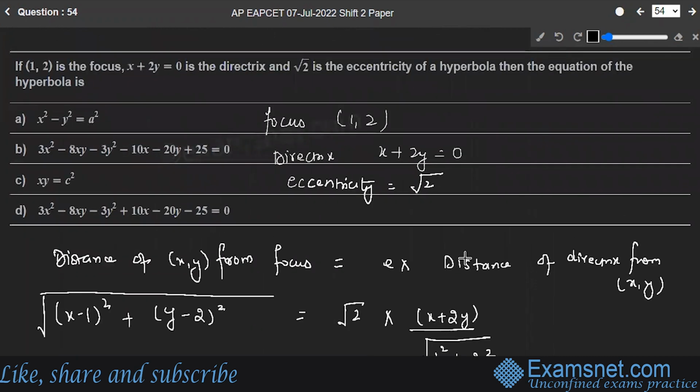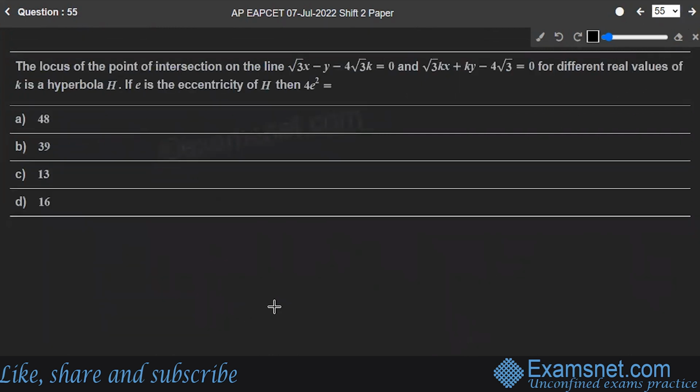Let's check with the options. You have to find out the equation of the hyperbola, which comes out to be equation B. So option B is the correct answer to the question. I hope this is clear to you. Next is question number 55.